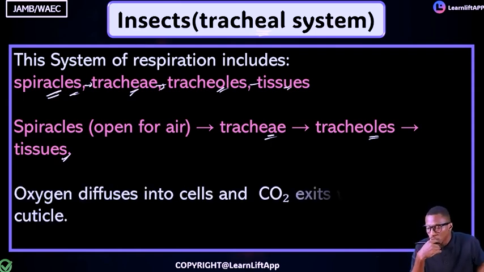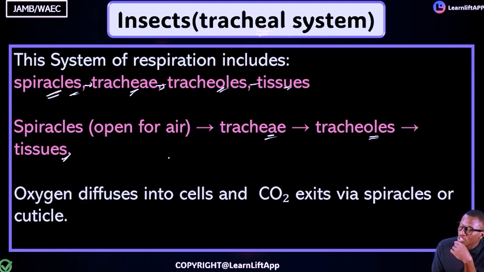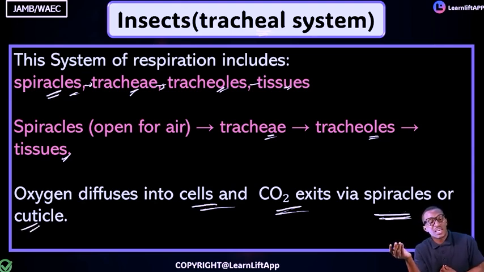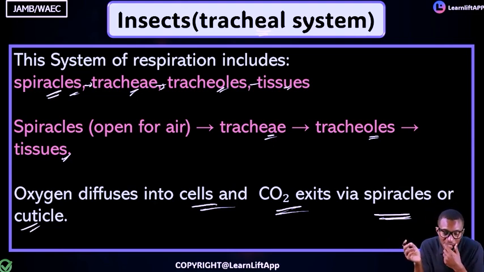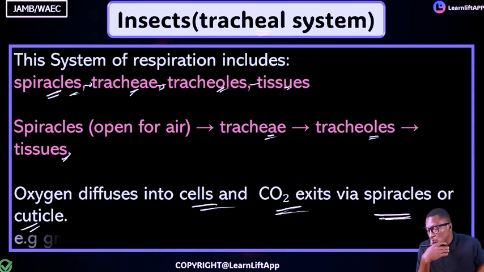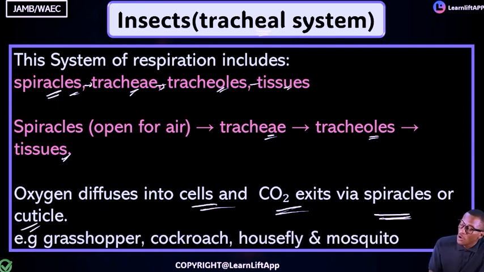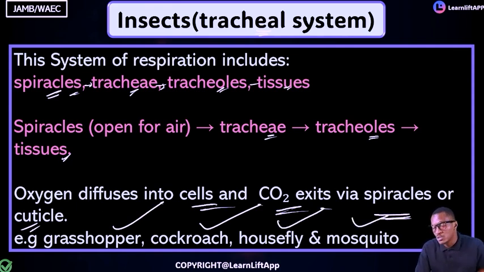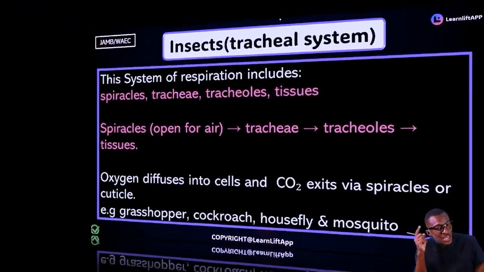Do you understand that? And we said that oxygen diffuses into the cell and CO2 exits through their spiracles. So it enters through their spiracles and comes out through their spiracles, taking that path from the spiracles to the trachea to the tracheolus to tissue. Examples of insects: we have your grasshopper, your cockroach, your housefly, your mosquito. All these are insects. They use the tracheal system.